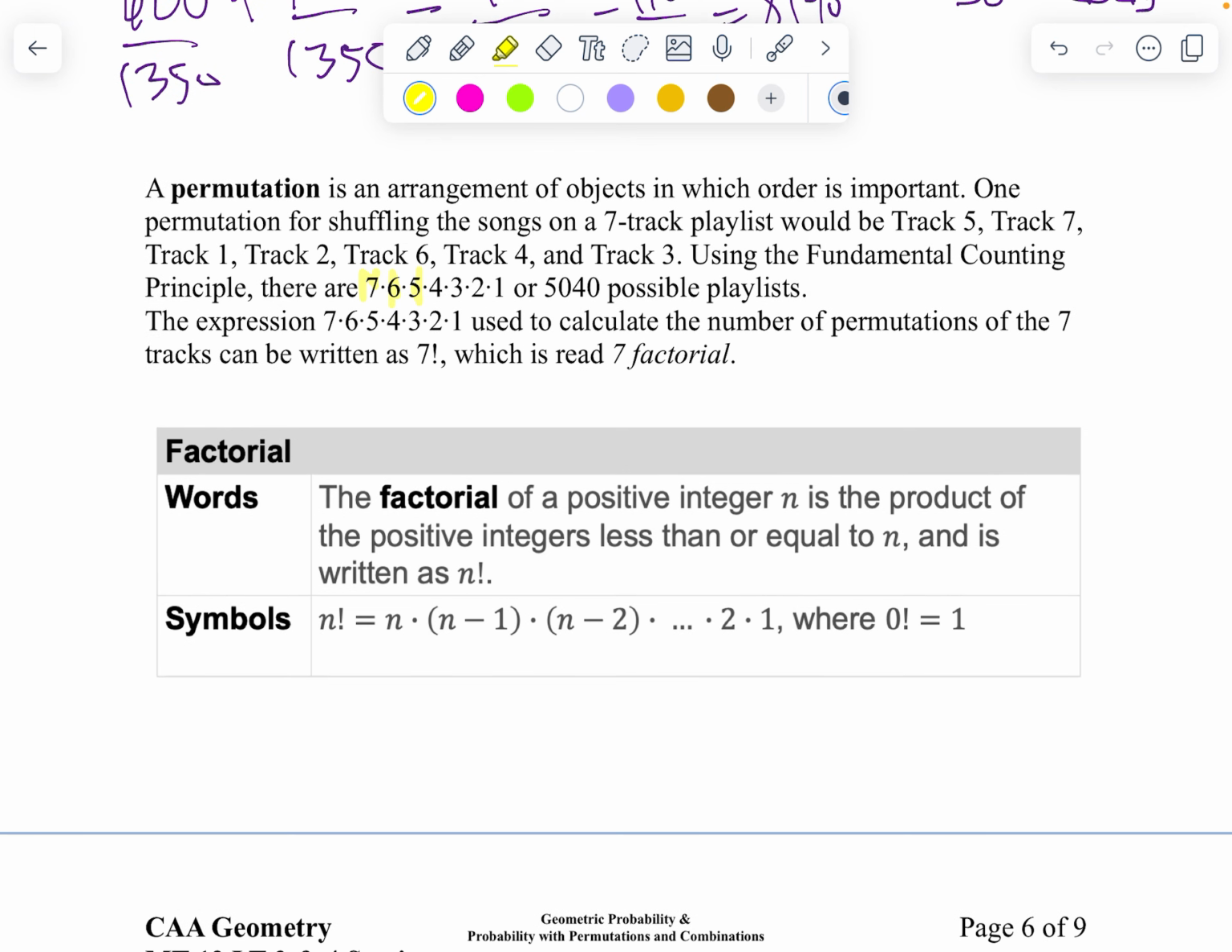Notice 0 factorial by definition is 1. That's just what it is. 1 factorial will be 1. 2 factorial will be 1 times 2, which would be 2. And then 3 factorial will be 3 times 2 times 1, and so on.